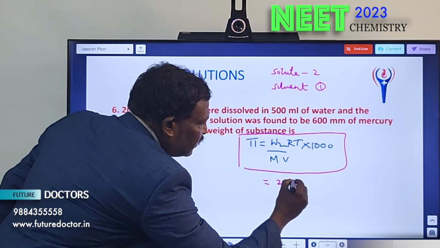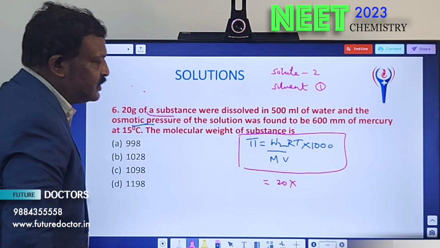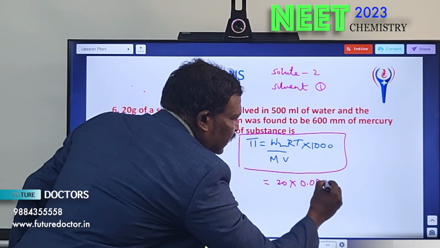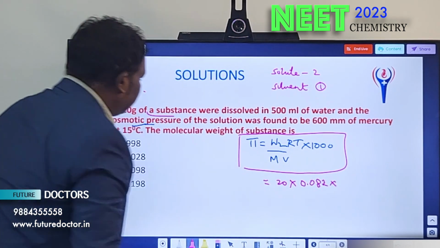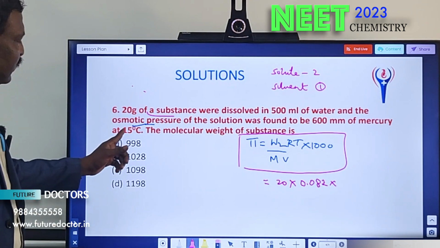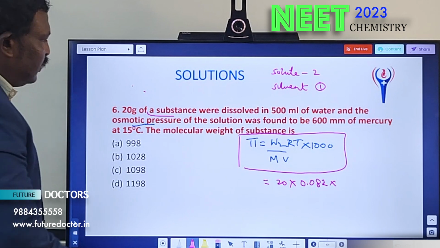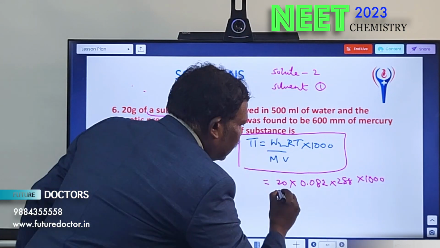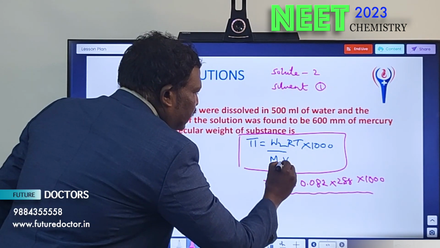R is nothing but the gas constant, here we're using 0.082 liter atmosphere. T is temperature, here 15 degrees Celsius. You convert it into Kelvin: 273 plus 15, we get 288. Understood? 288 times W2 by M2, isn't it?